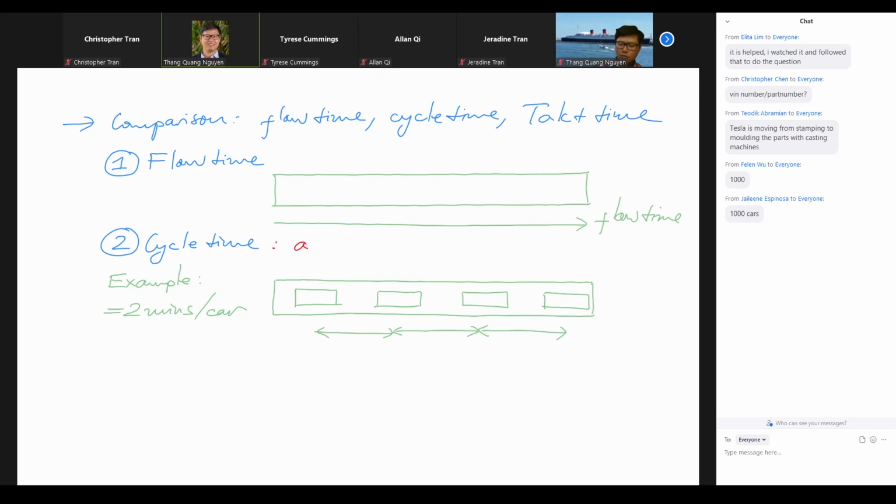So this is an actual pace of production. What is going on right now? And for example, the actual pace of production is 2 minutes per car. Okay, so that's the cycle time. The takt time sounds very similar to the cycle time, right? But it is subtly different. So in this case, let's take the example of the takt time as 1 minute per car as our example.